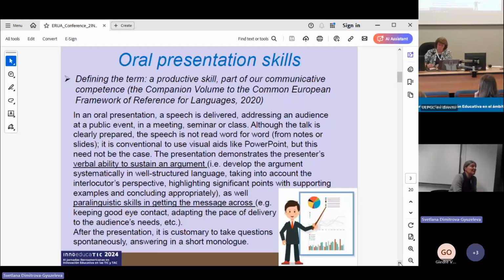That would be the verbal skills, but also their paralinguistic skills when we communicate with other people in getting the message across. That would be appropriate use of body language, keeping good eye contact with the audience, adapting the pace of delivery, not talking too slowly or too quickly, projecting their voice appropriately so that it reaches the members of the audience. And of course, the presentation skills do not stop with the delivery itself, but the presenter should be able to take some questions at the end of the presentation and answer them spontaneously in order to cater for the audience's needs.